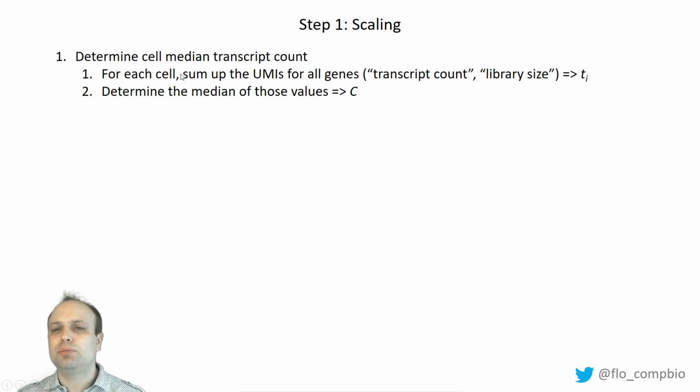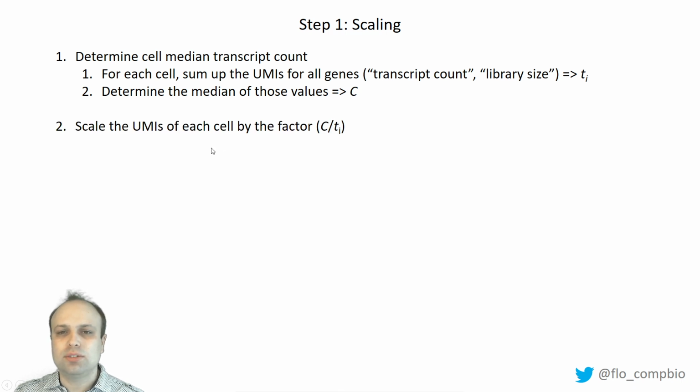By that, I mean you go over all the cells, and for each cell you sum up all the UMIs for all the genes, and that sum is what I typically call a transcript count. Sometimes it's called the library size. Let's call that T_i, with i as the index for the cell. Then you determine the median of all those T_i values, and let's call that median C. That's the median transcript count. Then you scale the UMI values for each cell by the factor C divided by T_i. That's a different factor for each cell, because each cell has a different transcript count.